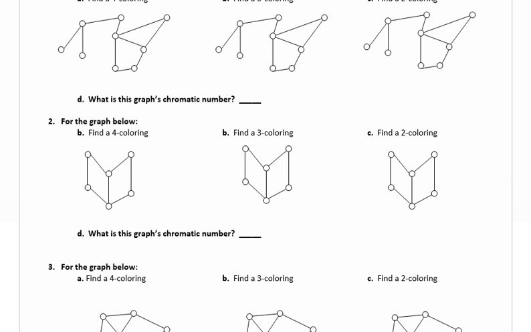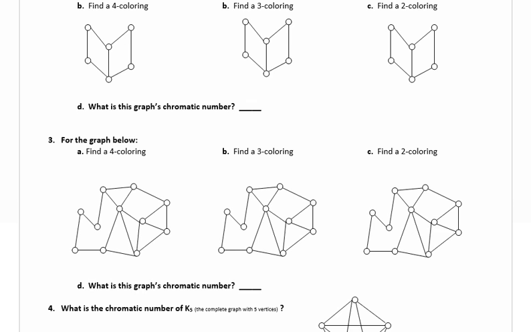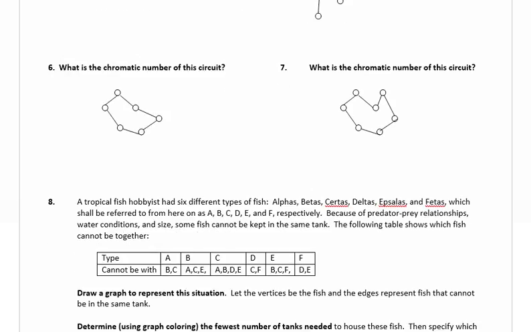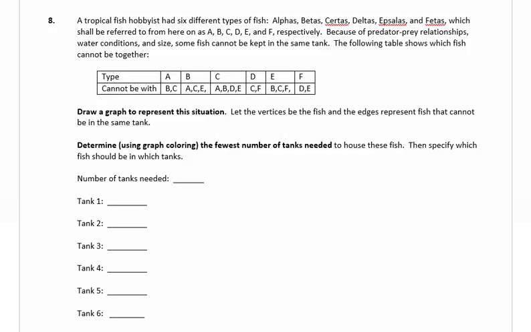Now you may have to play around with a couple of these. Just because you don't get it on the first time doesn't mean necessarily that it is impossible. Okay, so you have some chromatic numbers just like in the notes that you're going to be playing around with. There's a complete graph, there's a tree, there's some circuits. Here's a tropical fish problem.